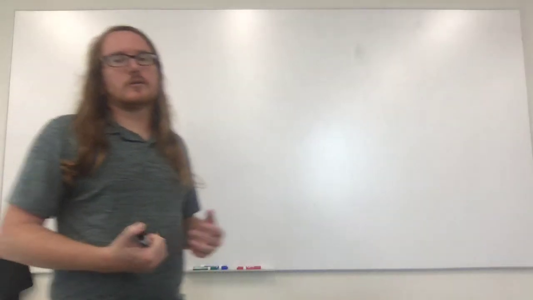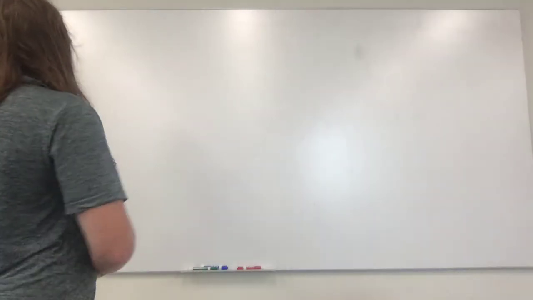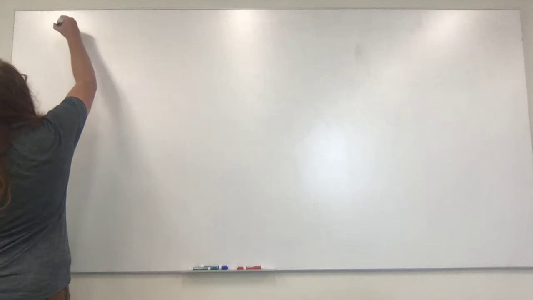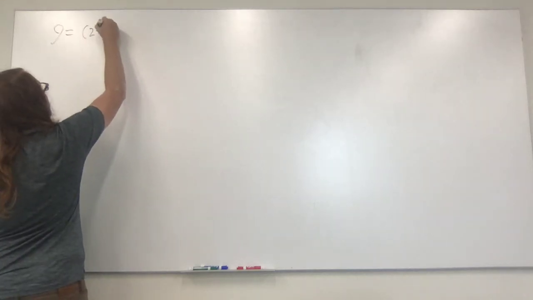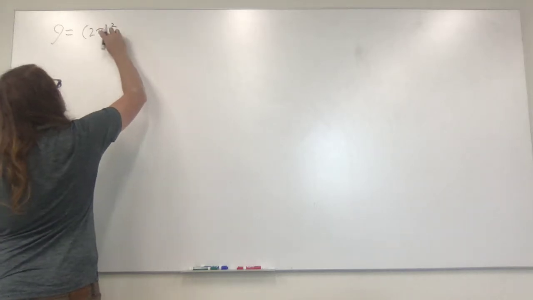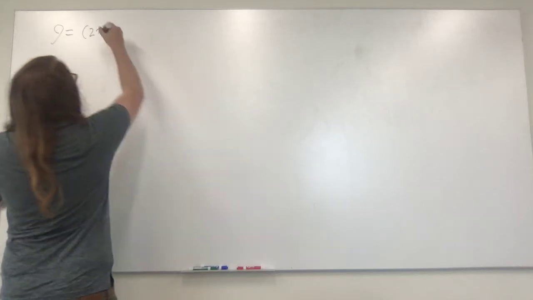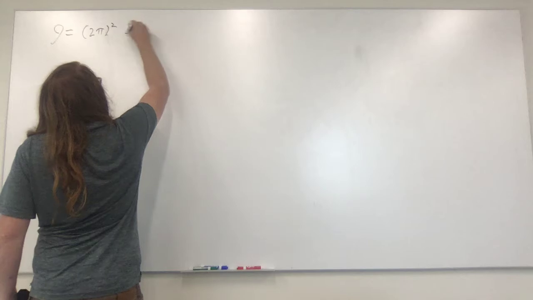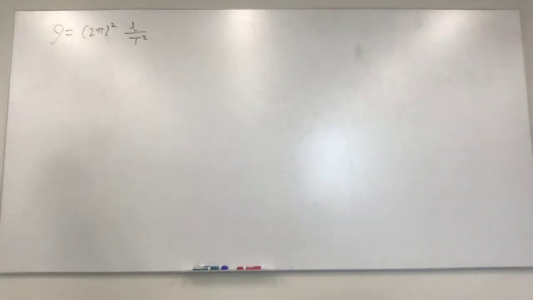All right, so I want to go over error propagation briefly. So in today's lab, we're going to be calculating g. And we have the equation for g. It's equal to 2 pi squared L over t squared, where L is the length and t is the period, and g is the acceleration due to gravity.